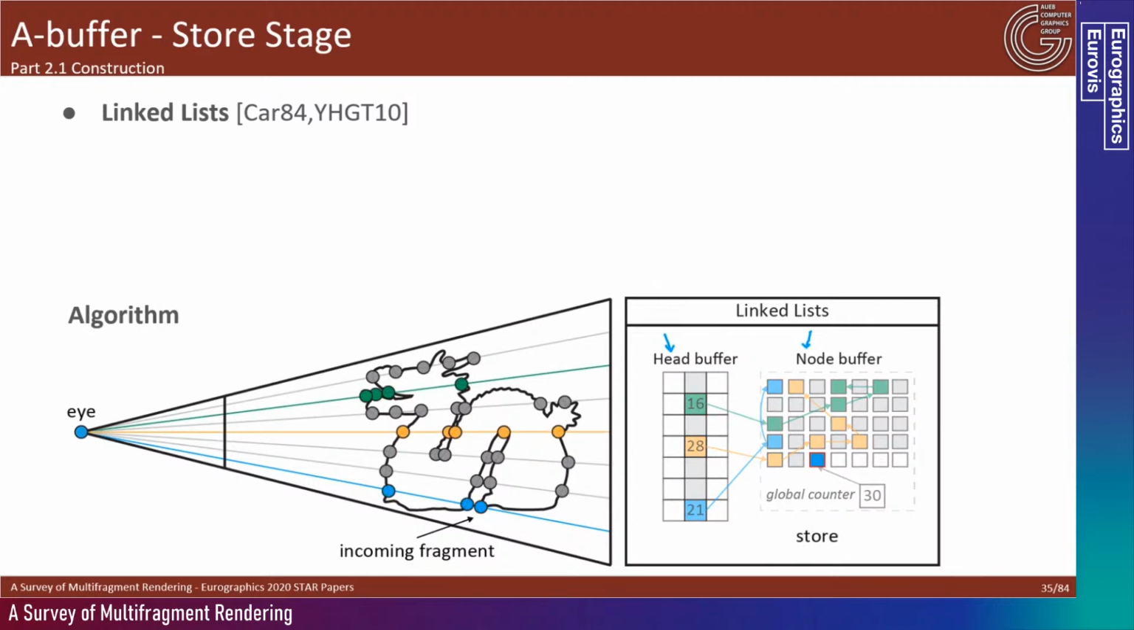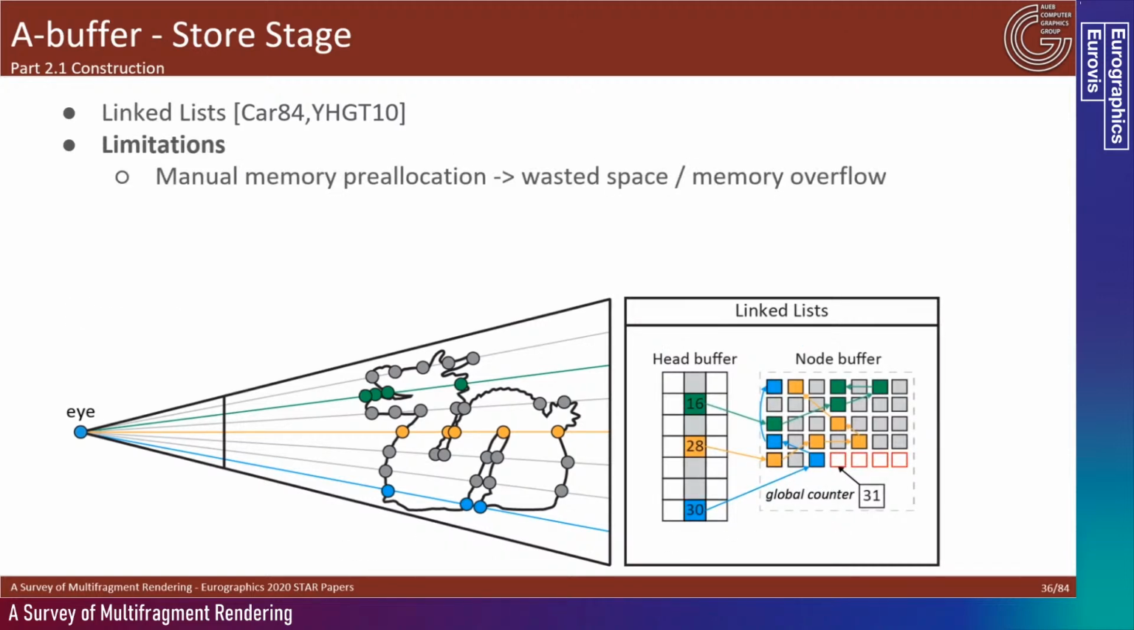What is important to remember here is that since the lists are created in parallel, atomic operations are applied to ensure the correct modification of the shared data. However, linked lists suffer from two limitations. First, they require a memory preallocation step in order to reserve the memory space needed, since dynamic memory allocation for new nodes is not possible within a shader. This is decided manually, usually, and can result either in wasted space or memory overflow, which usually manifests as flickering.